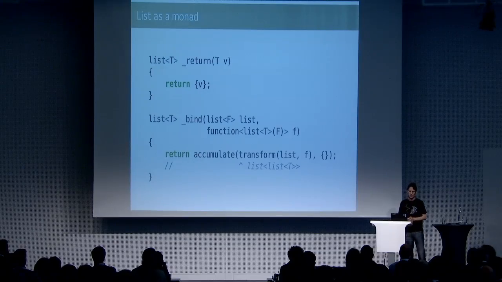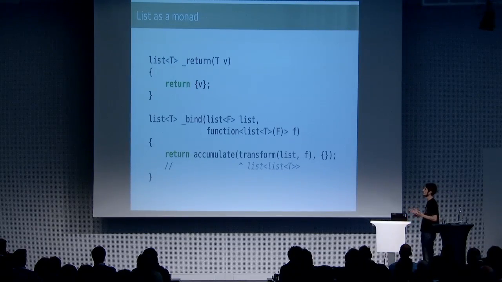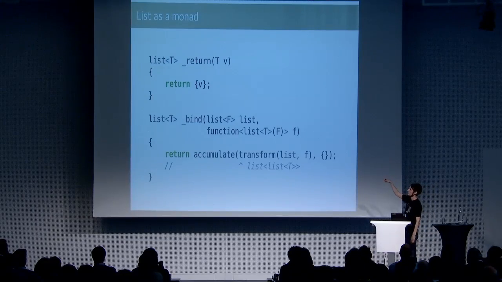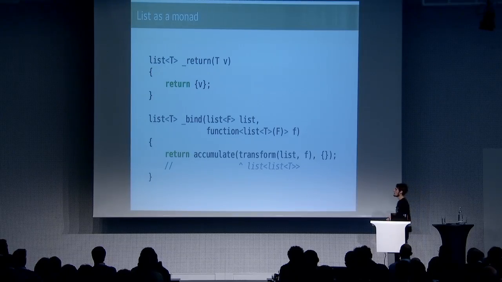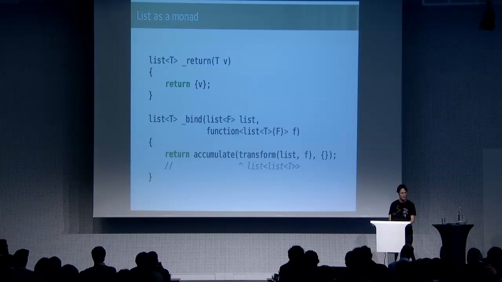So for the list, the two methods that we saw, the return just returns a list with a value that you have passed to it. The bind function does, OK, let's try to use the mouse pointer as Scott suggested. But you don't see my mouse pointer.